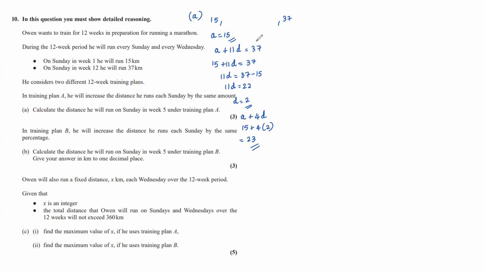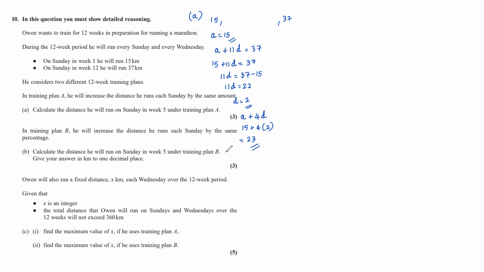Now moving on to the next part here, in training plan B, he will increase the distance he runs each Sunday by the same percentage, which means it is a geometric sequence now. Calculate the distance he will run on Sunday in week 5 under training plan B. Give your answer in kilometer to 1 decimal place.